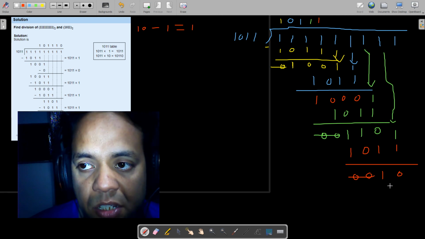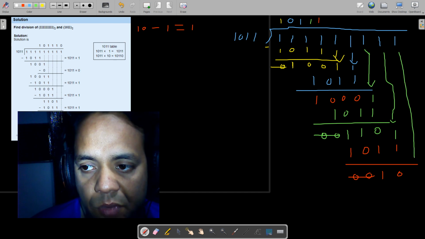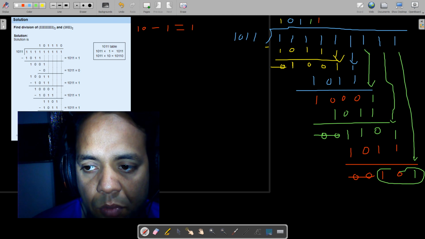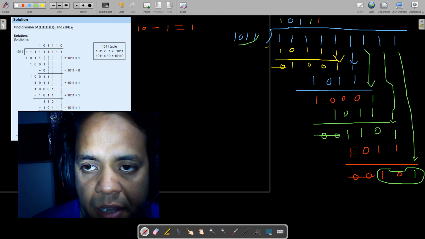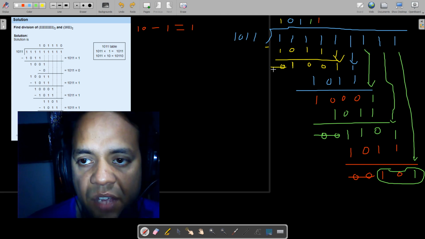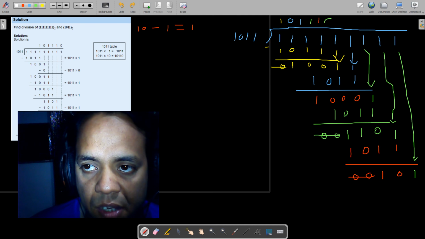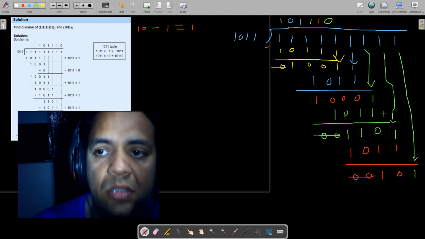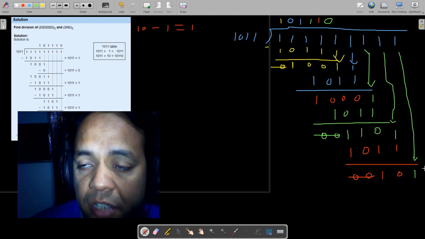If we got 10 here, the next thing which I have to take is the next one down. This next one has come down. Now I got 101. Oh my god, it's a very small value compared to my divisor. Yes or no? Yes. So division will not go. If division will not go, what will come here? 0. Do we have some more bits to take down?